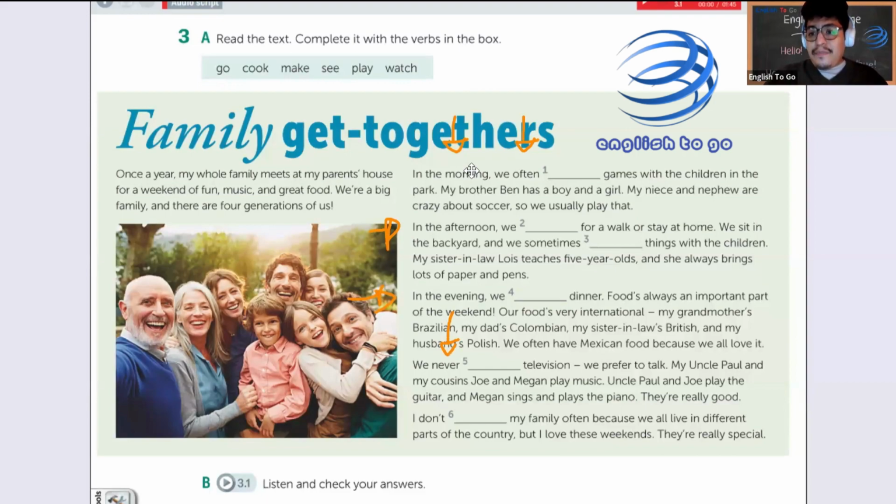zero times. Time expressions are not important because, in general, we never watch television. So, if it is in the morning, or in the evening, or in the afternoon, it doesn't matter. You never watch television. Let's analyze number 6. I don't see my family often because we all live in different parts of the country.